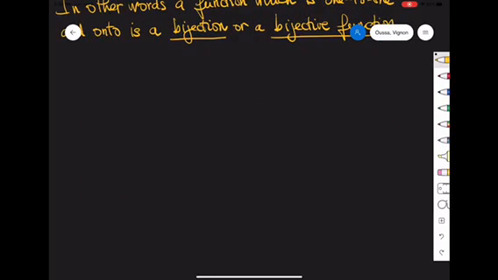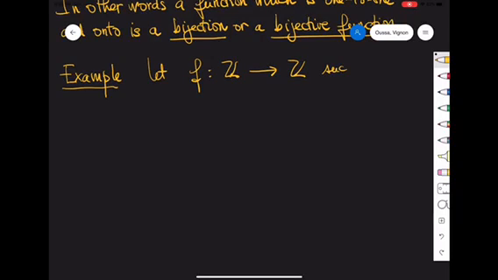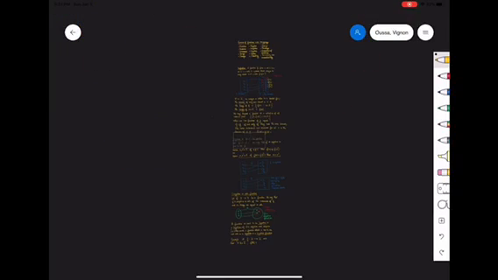Let us look at an example here. Let's suppose we have a function which is mapping the set of all integers into the set of all integers such that for every k which is an integer, the image of k, f of k, is 3k.